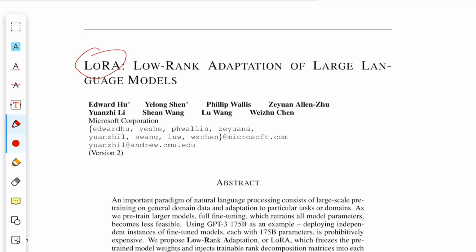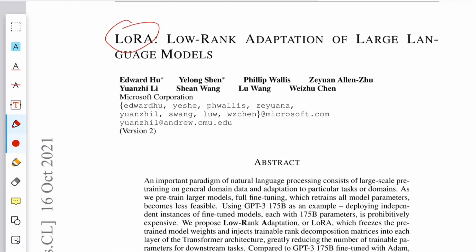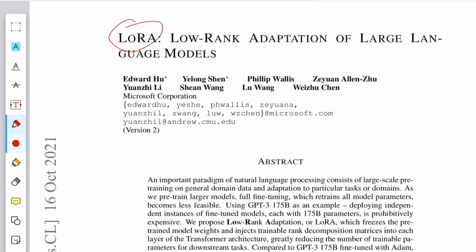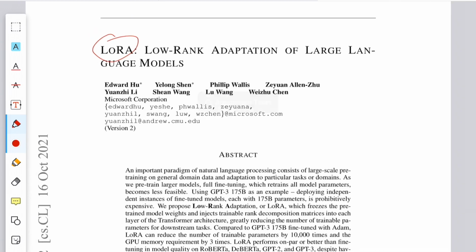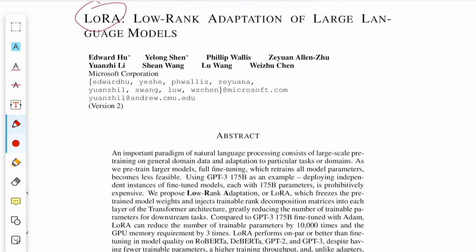Okay, everybody. Today I'm gonna show you a tutorial about this paper, LoRA. Perhaps you have ever heard of this paper. I think it's from 2021. Yes, it has been 2 years by now.